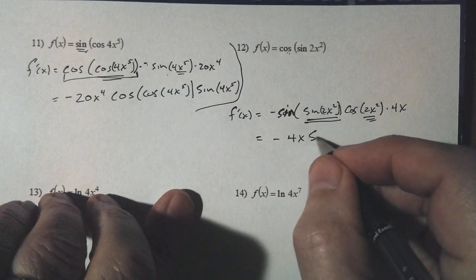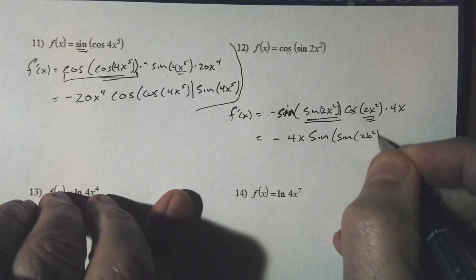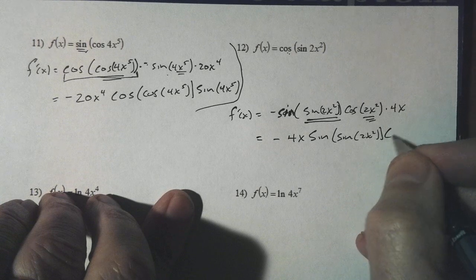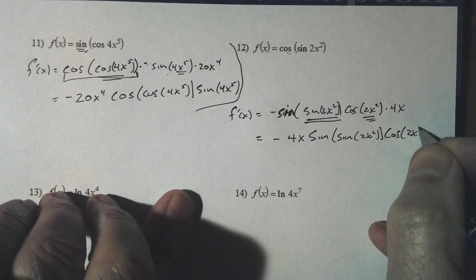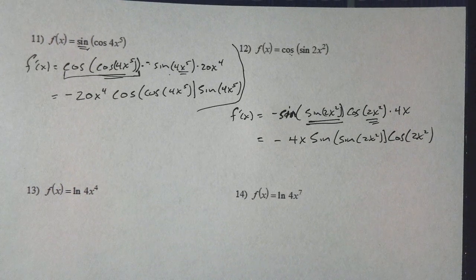4x sine of 2x squared cosine of 2x squared. All right, so there we go.